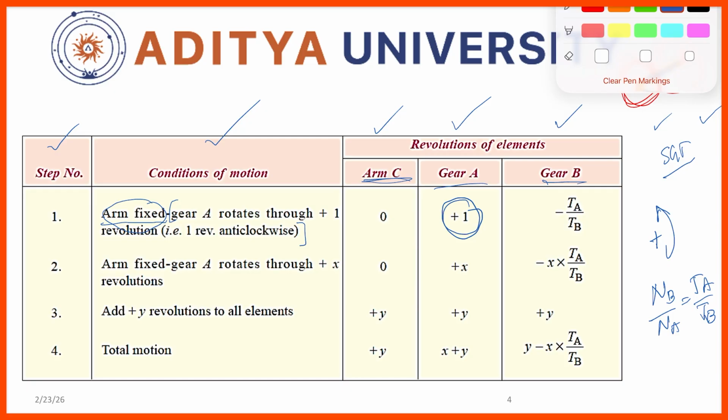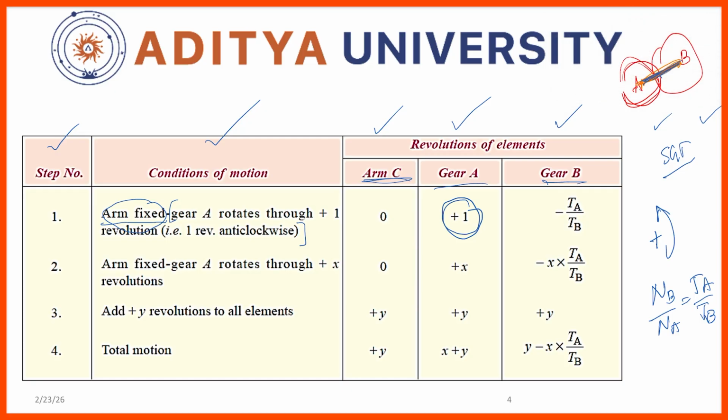Now what I need to find here? I need to find NB. NA is +1. Now this will be +1 into TA by TB, but the rotation for the gear B will be clockwise, so I need to put minus. So that's minus TA by TB. Actually, we need to write here NB is equal to minus TA by TB, so that somebody will understand what this is. How is it generated? By means of the simple gear train equation. So first step is okay.